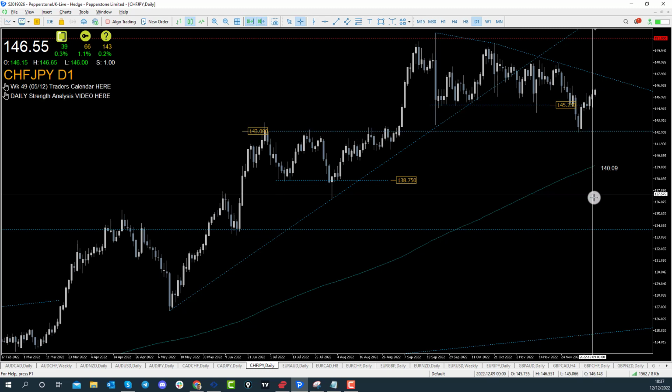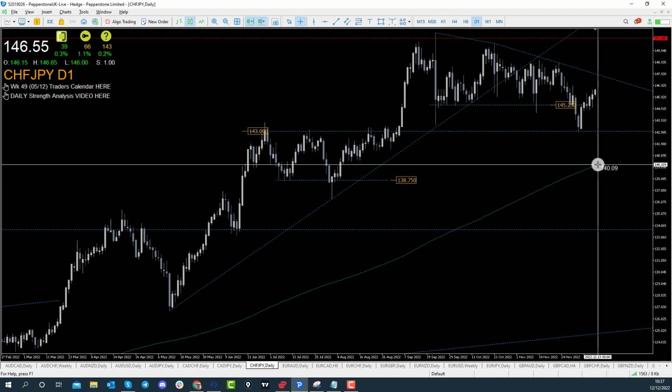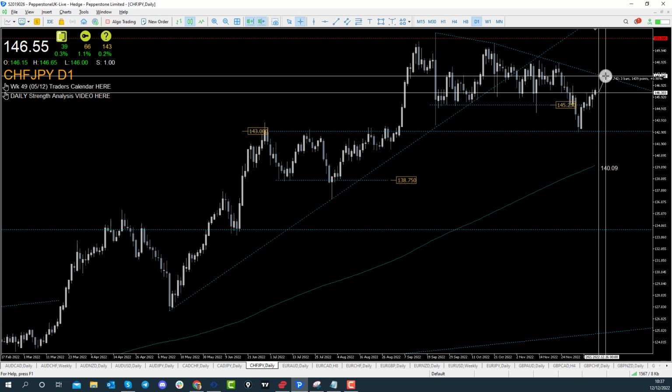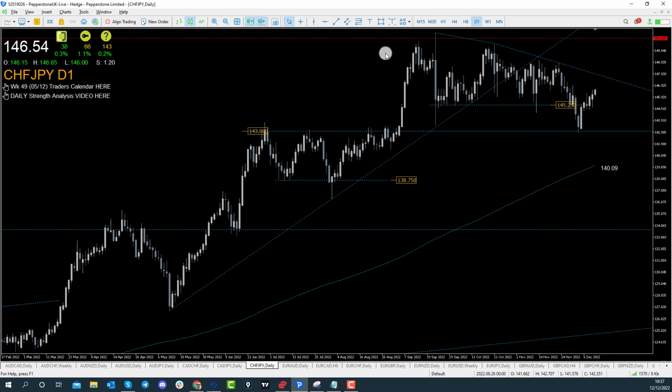So we're trading above that. We're trading above the 200 moving average. We're moving away from that, so there could be a good momentum move into the previous area of resistance.